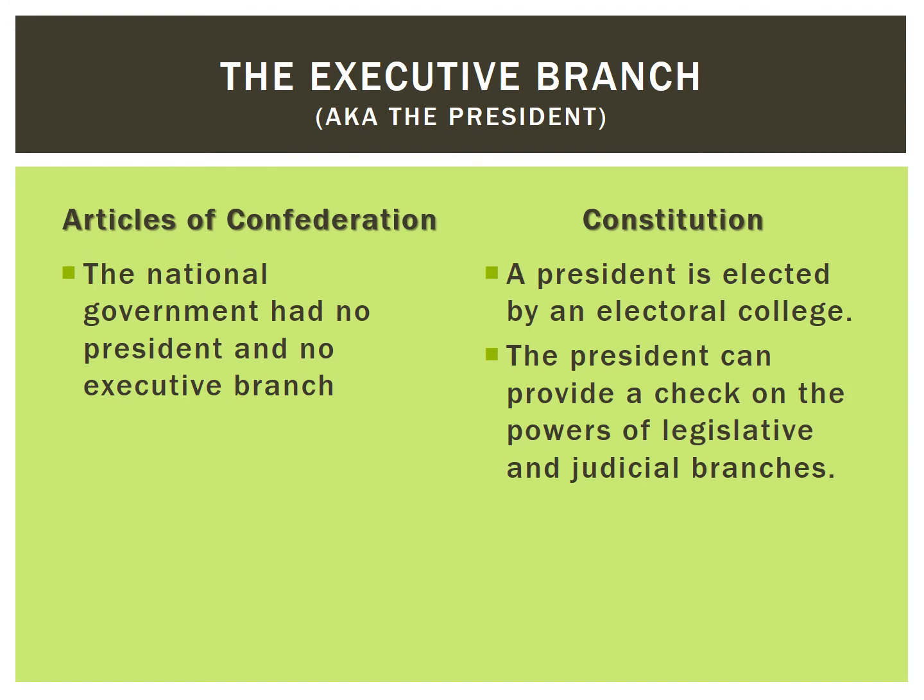So what did the Articles of Confederation do versus the Constitution of the United States of America? The executive branch, the President of the United States. Obviously, according to the Constitution, the executive branch is the President. According to the Articles of Confederation, the national government did not have a president. We did not have a president under the Articles of Confederation, and we did not have an executive branch.